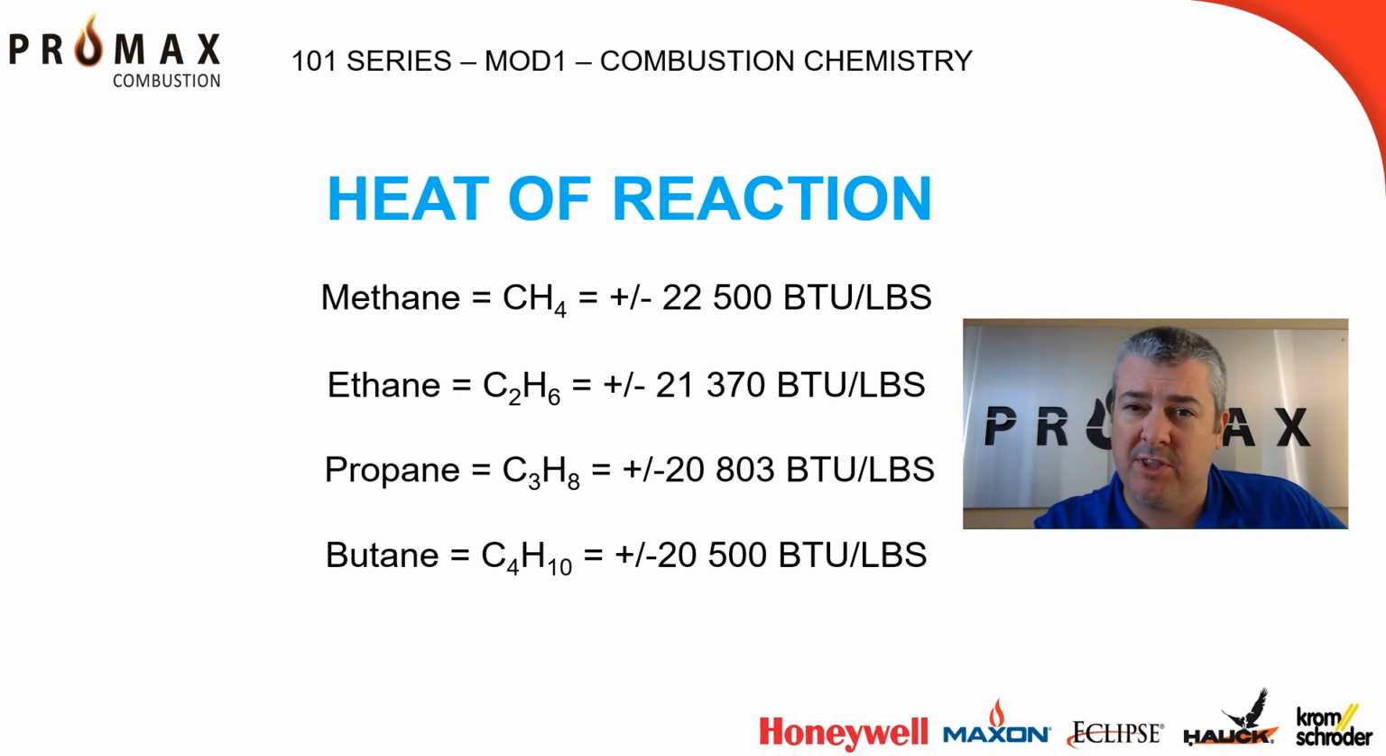Methane ranges from 21,495 to 23,875 BTUs per pound. Ethane ranges from 20,418 to 22,323 BTUs per pound. Propane ranges from 19,937 to 21,669 BTUs per pound. And butane ranges from 19,678 BTUs to 21,321 BTUs per pound.